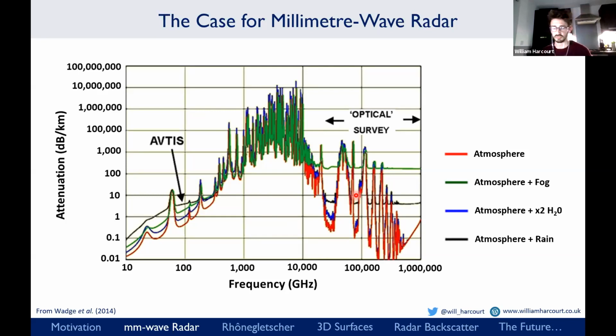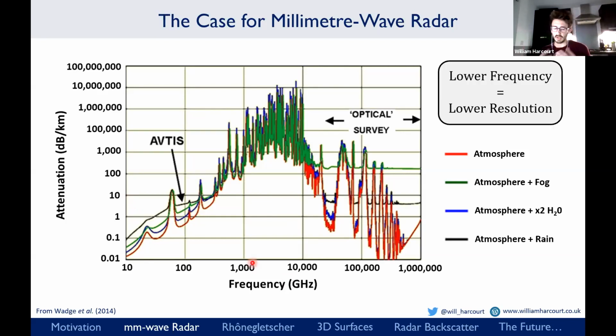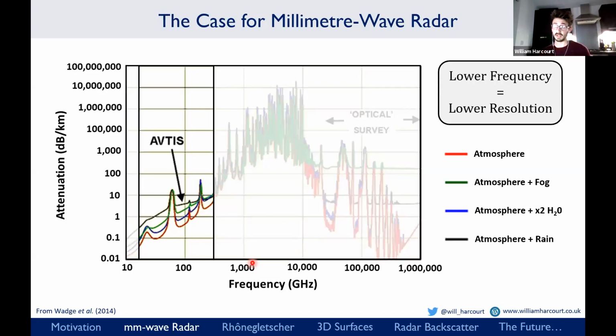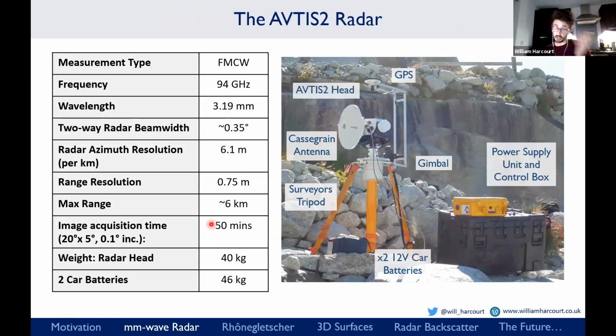So many people use radar sensors instead to image glaciers on the ground or from satellites. But as you move down through the lower frequency bands, you have another problem. Lower frequencies have lower resolution. So there's a trade-off here that we need to try and work out. In this presentation and in my PhD, I'm trying to argue that millimetre-wave radar is an alternative solution to this problem. Millimetre-wave radar operates here between 30 and 300 gigahertz. So my PhD is all about developing millimetre-wave radar and trying to plug this knowledge gap.